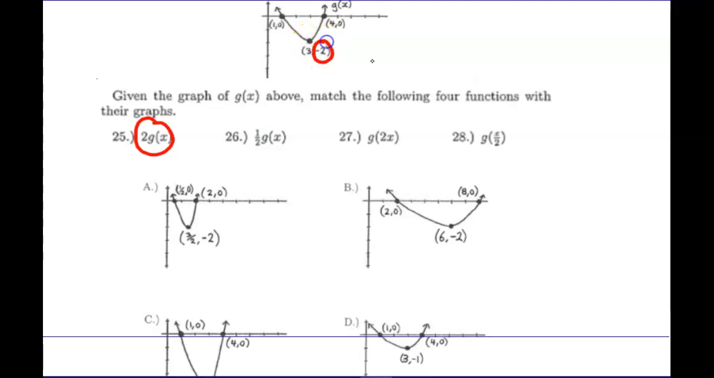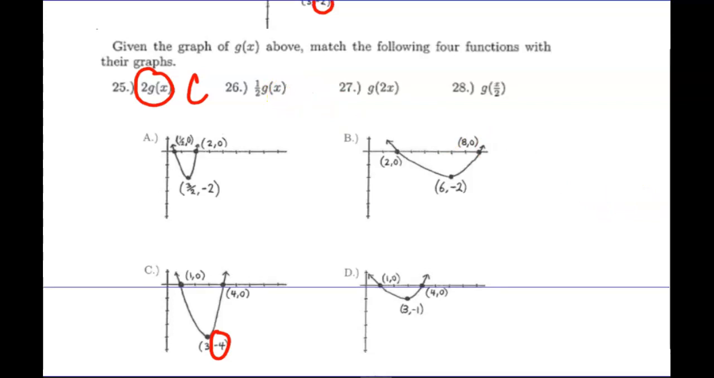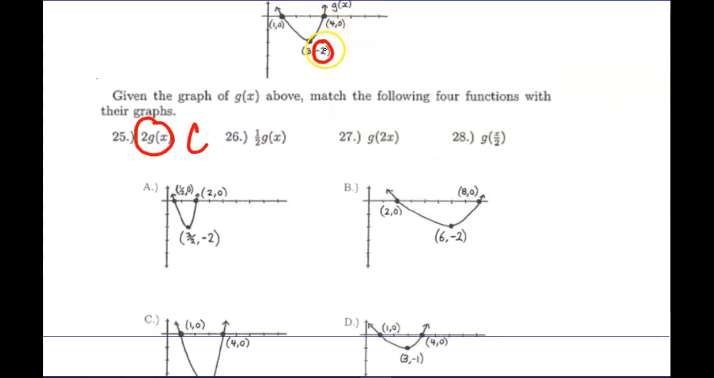C, yes, because this Y value is now down to -4. So a 1/2 would take that and do what? Instead of -2, it would only go down to -1. This would be D. Inside, though, what changes? The X's, and it does 1/2 of all the X's. So that's this one, A. And dividing by 2 would stretch it horizontally, so that one's B. All right.